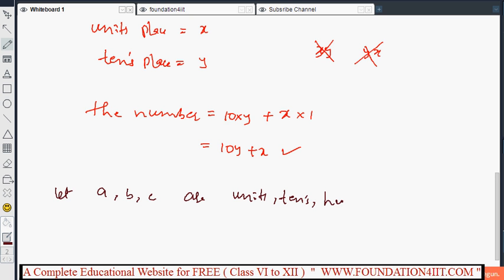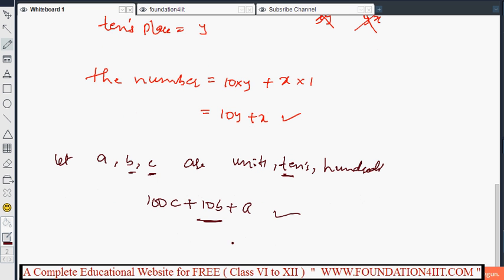Tens and hundreds place. So we can write hundreds place value is C. So 100 into C, that is 100C, plus tens place is B, so 10B, and units place is A. So 100C plus 10B plus A is nothing but the particular number. Now this is the way we can write any given values.